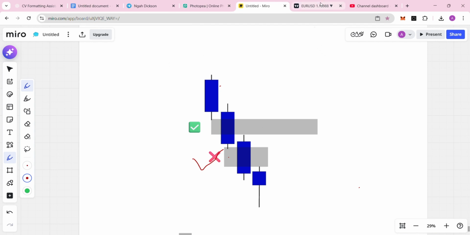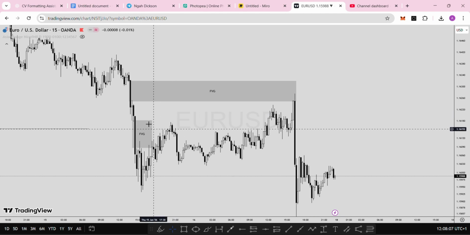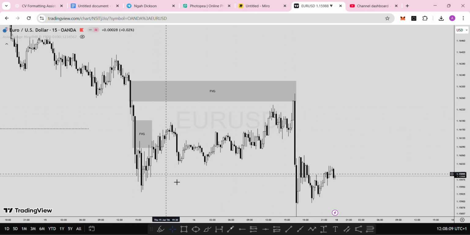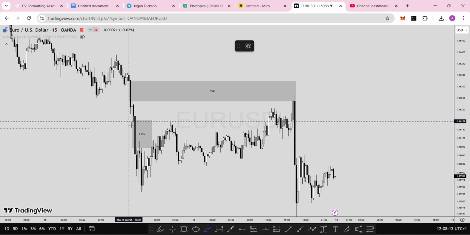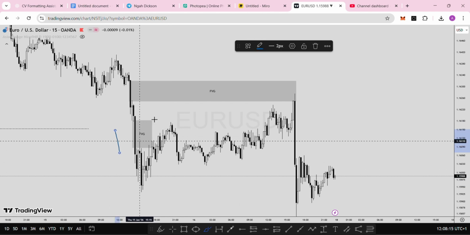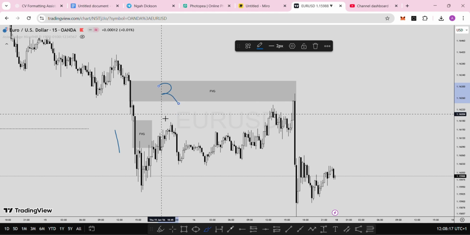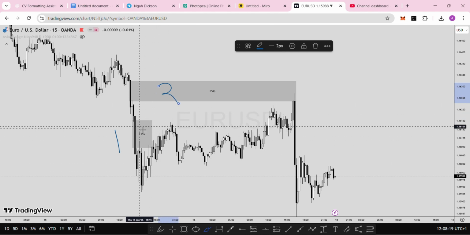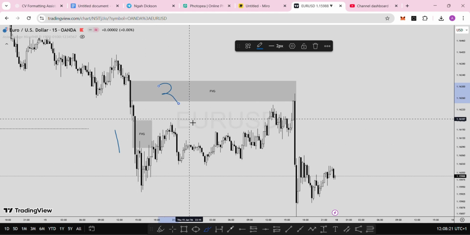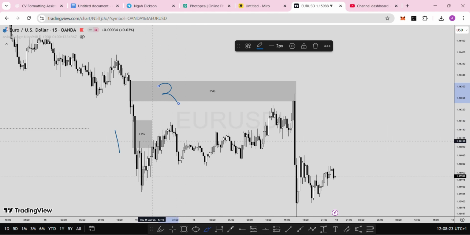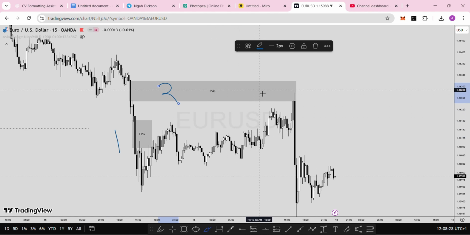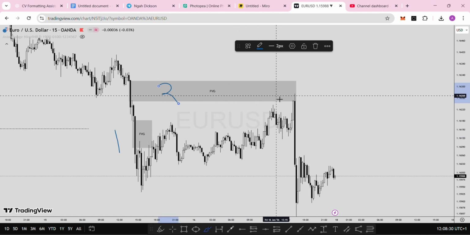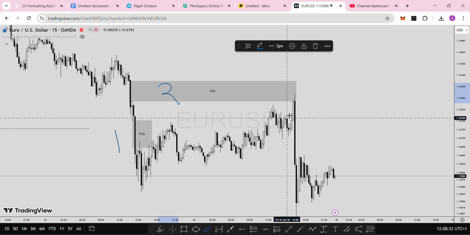So let me show you a live example. This is the first fair value gap, and this is the second fair value gap. In this case, you can see exactly that the market didn't respect the first fair value gap. It moved down to the second fair value gap.